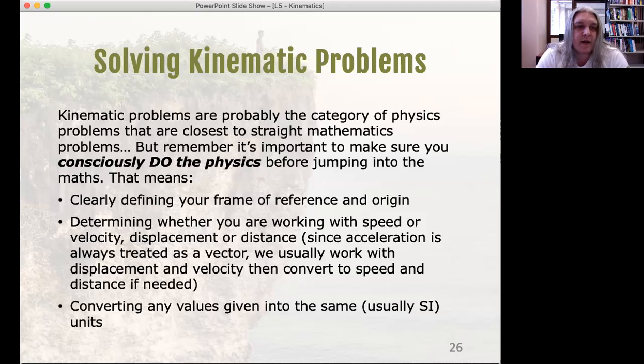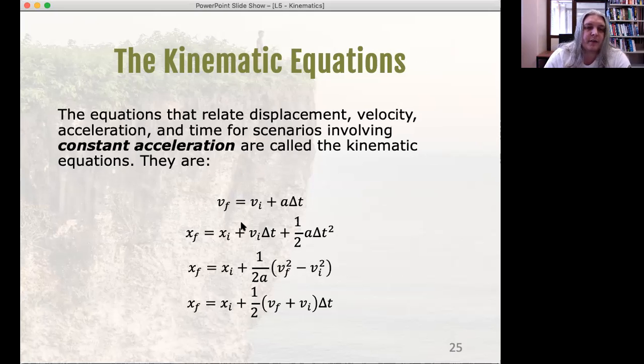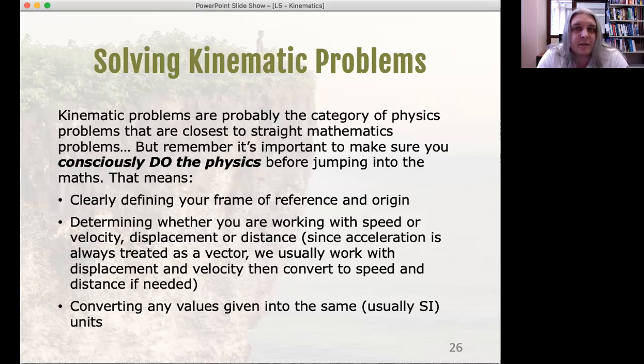So these kinematic problems are probably the category of physics problems that are closest to straight mathematics. Right? Once we know some of these variables, then we just plug in the numbers and we get a number out, and that's our answer. So it is the easiest area to forget to do the physics, to just jump straight into doing the maths. But I want you to make sure you remind yourself to do the physics, do the scenario considerations beforehand. Don't just go straight to the maths.